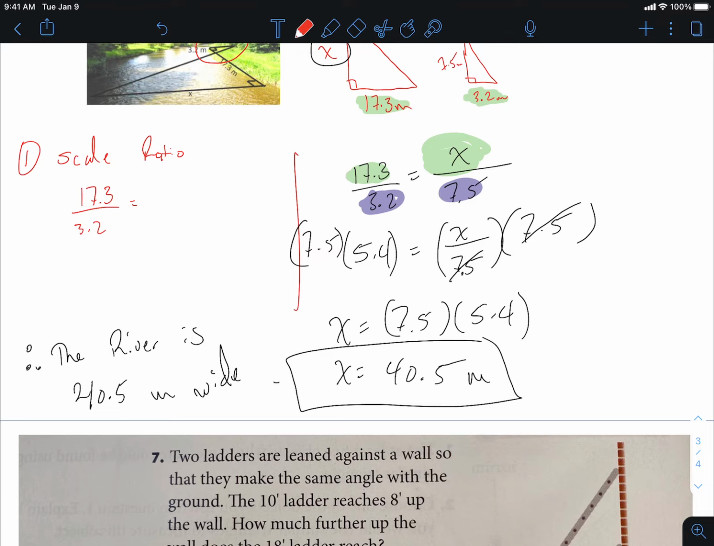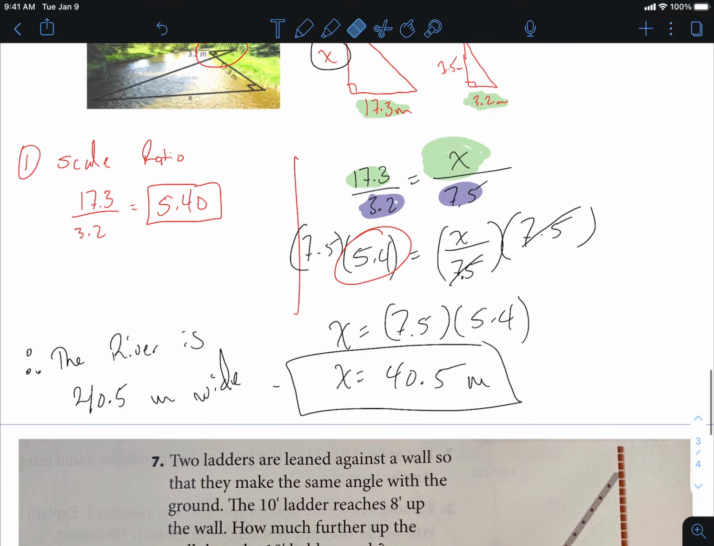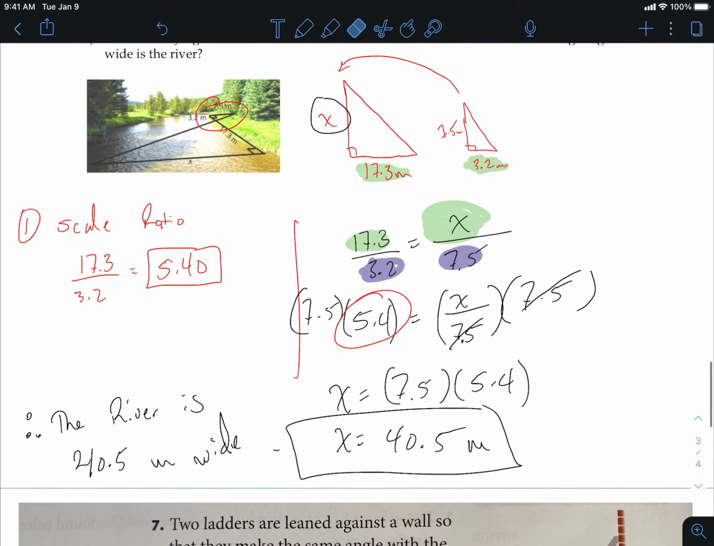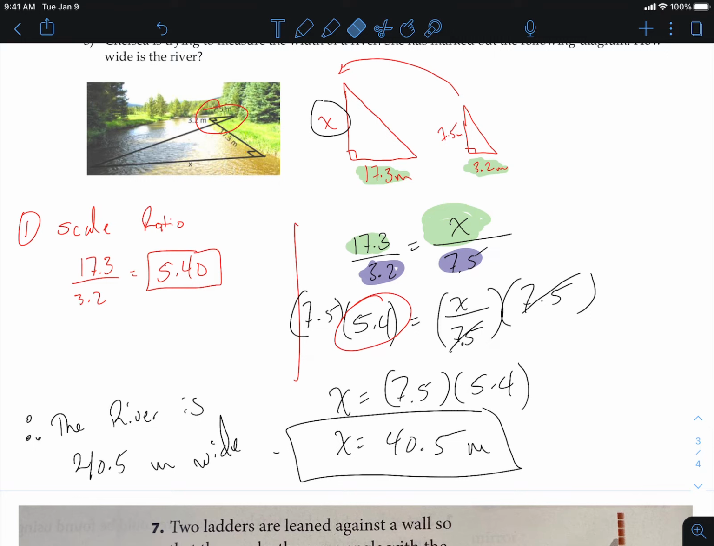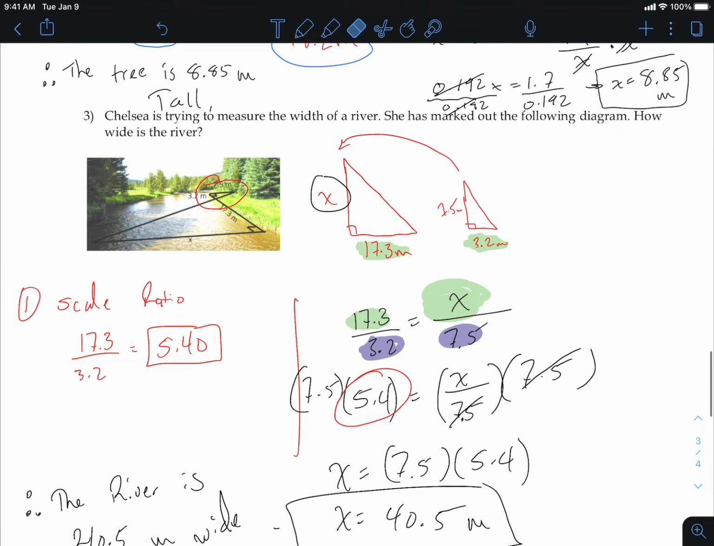Okay, again, we see it's 5.4. We talked about what that was earlier this morning. We see that pop up right here. Now, you can think of the fact that I'm going from the small triangle to the big one to figure out what x is. So you know what your scale factor is. It's 5.4.